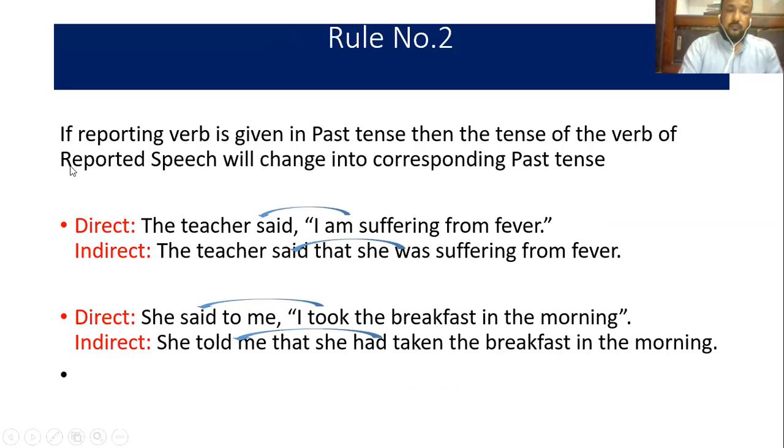Suppose here the teacher said, "I am suffering from fever." Here it is in past tense. Reporting verb is in past tense. I would say the teacher said that she was suffering from fever. Why was not "I am" over here? Because over here it is in past tense. If it is in past tense, there will be change of the tense into the past one.